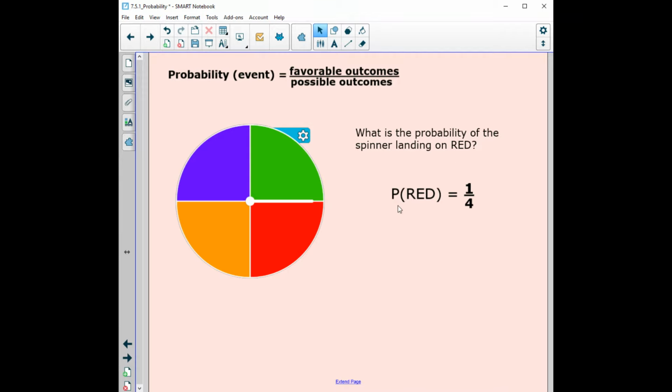So what is the probability of the spinner landing on red? How we write this out is we write short form P bracket red, which is what we are looking for. And the chances of spinning red are 1, red, out of, over. This means out of 1, 2, 3, 4. So that's what we get there.